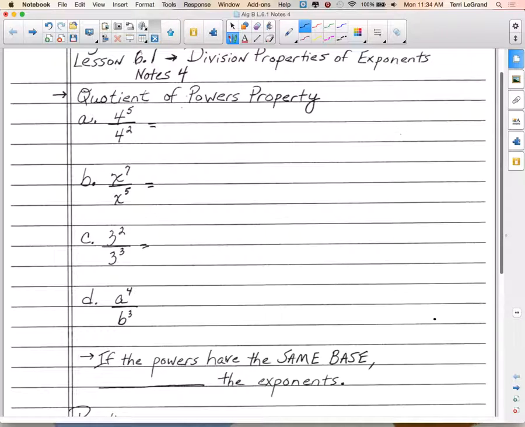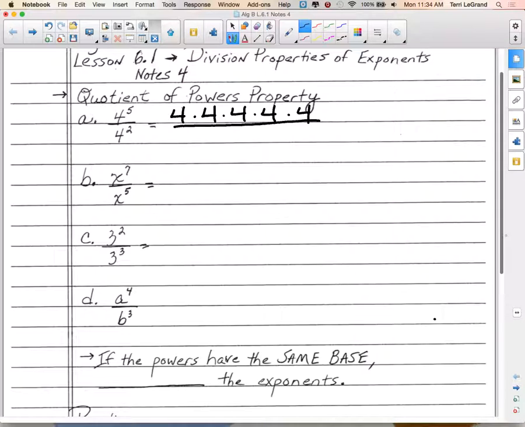Yes, Cody? I think I know what we can do for A. Okay, what does 4 to the 5th mean, Cody? No, what does 4 to the 5th mean? 4 to the 5th means 4 times 4 times 4 times 4 times 4. So 5 factors of 4.